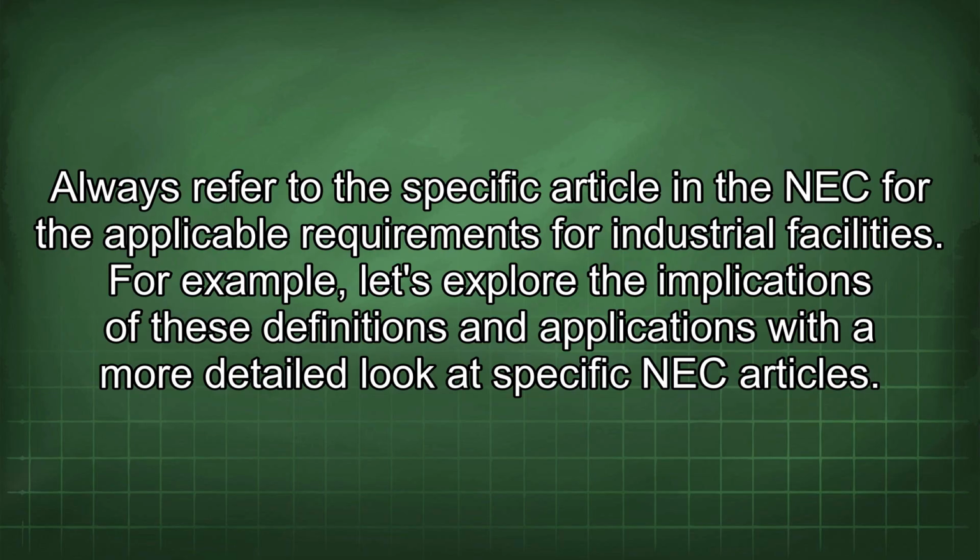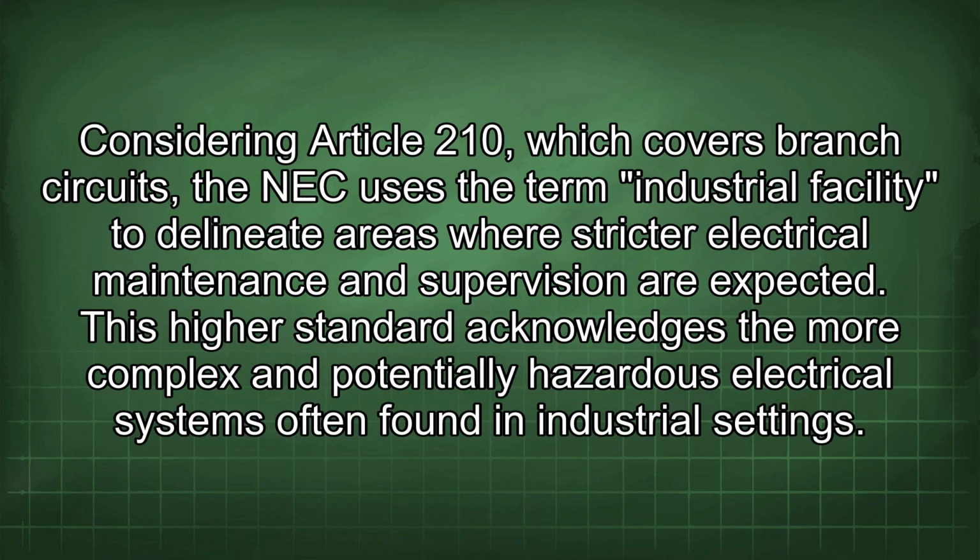For example, let's explore the implications of these definitions and applications with a more detailed look at specific NEC articles. Considering Article 210, which covers branch circuits, the NEC uses the term industrial facility to delineate areas where stricter electrical maintenance and supervision are expected. This higher standard acknowledges the more complex and potentially hazardous electrical systems often found in industrial settings.